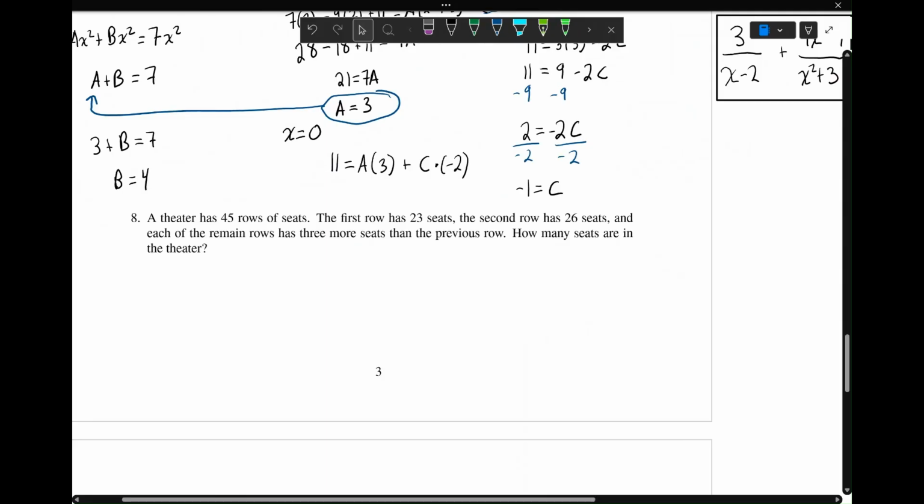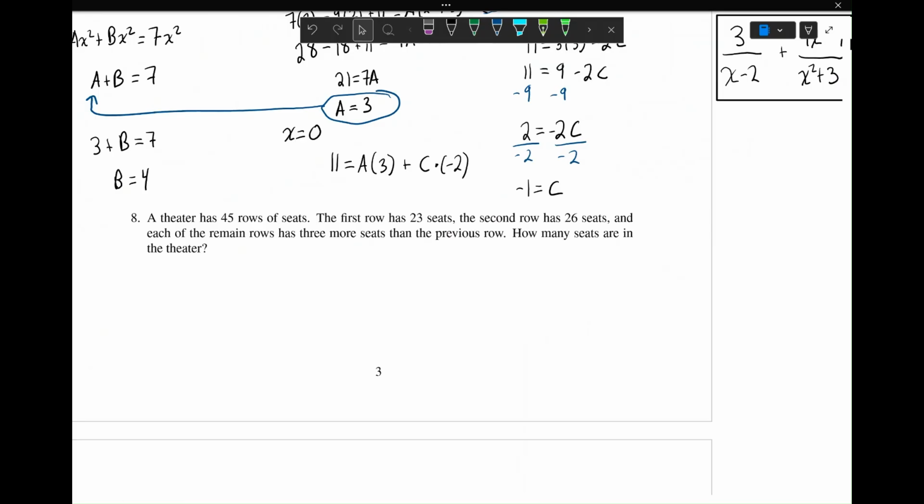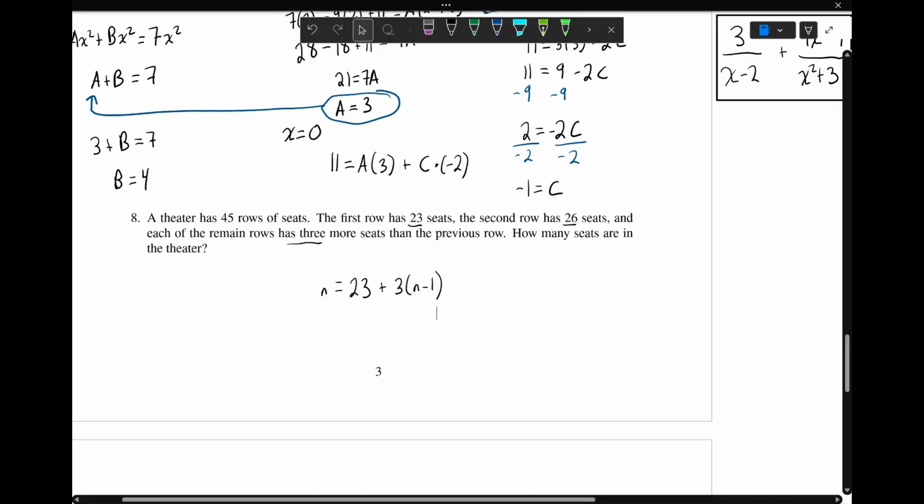So let's look at 8. A theater has 45 rows of seats. The first row has 23, the second row is 26, and each of the remaining rows has 3 more seats than the previous row. How many seats are in the theater? I notice here I have a repeating pattern, or an adding pattern. And according to my formulas, when I have an adding pattern, it's going to be my first term plus whatever I'm adding times n minus 1. All right, let me rewrite that a so it actually looks like an a. So we have a sub n equals 23 plus 3 times n minus 1.